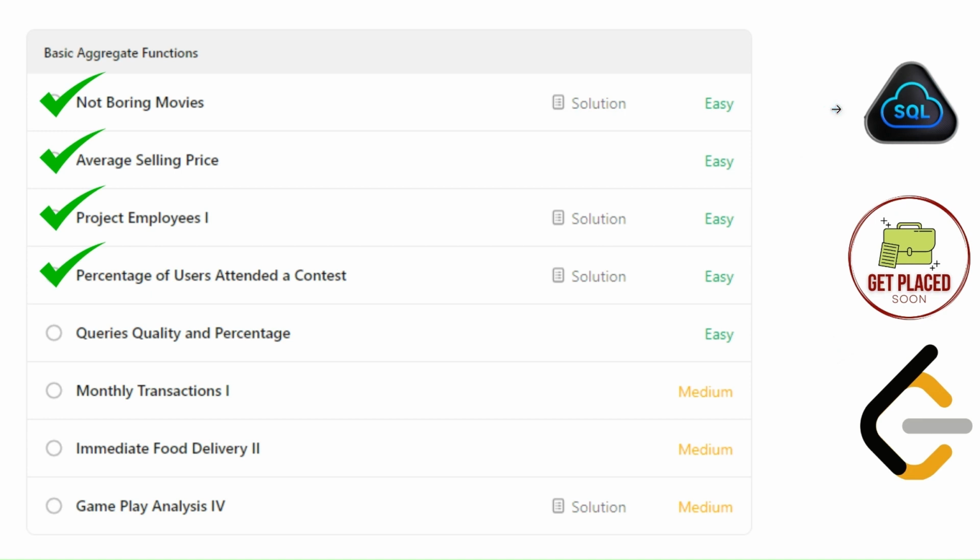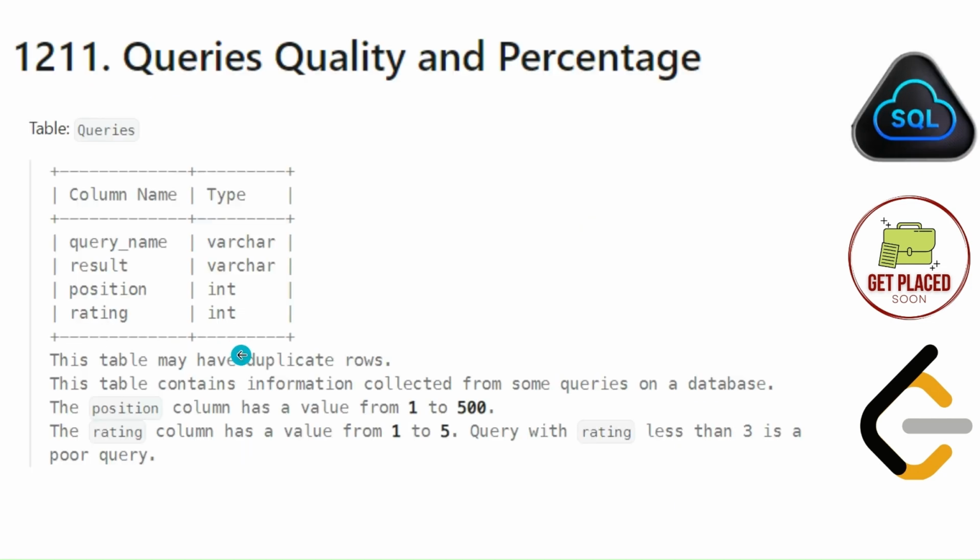In the previous videos, we have covered a lot of concepts, topics, and problems. Now, continuing with the next question in the basic aggregate functions topic, that is Queries Quality and Percentage. In this question, we have only one table, that is the Queries table. It consists of columns like query name, result, position and rating.